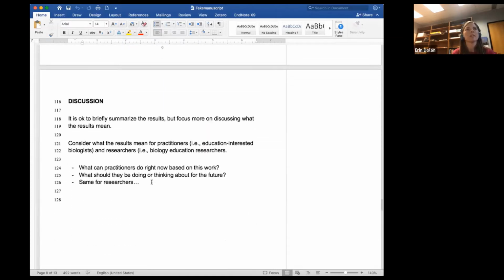The discussion. This is the place where you want to not just summarize your results, but focus on discussing what the results mean. And this is again where I think LSE is pretty unique. You can talk about what your results mean for practitioners, those education-interested biologists you're trying to reach, and researchers in the form of education researchers, both within and beyond biology. So some things to think about are, what can practitioners do right now based on the work you've done? What should they think about doing, or what should they be thinking about for the future? And the same for researchers.